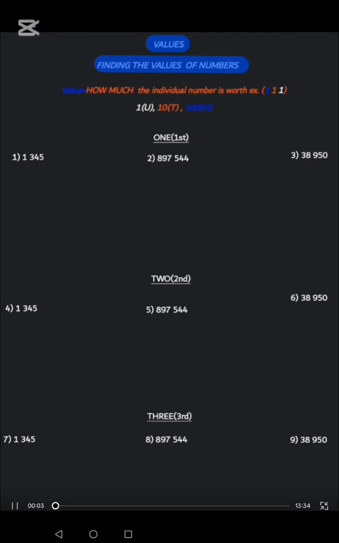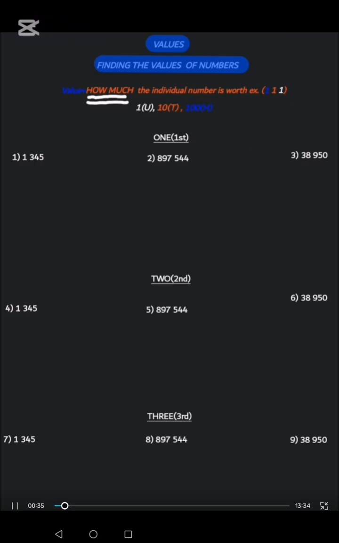Welcome to Easy Maths. Today's topic will be about values and finding the values of numbers. Before you can find values, you need to first understand what the word actually means. Value is how much the individual number is worth. The key words are "how much." How much the individual number is worth.